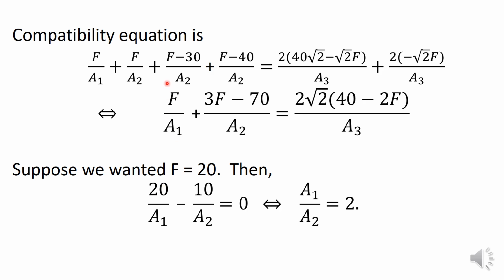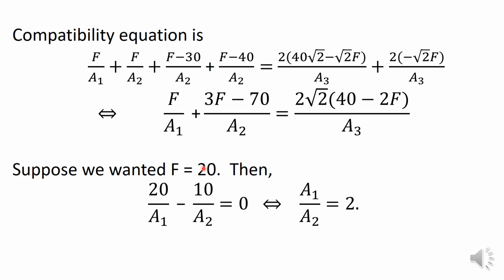You get F, which is 20 over A1, and then minus 10 over A2 equal to 0. And that gives you A1 over A2 equal to 2. So here the A1, which is the cross-sectional area of the top member, is twice the cross-sectional area of the other side members. So this is what we want to get. We want a heavier cross-sectional area at the top, and it occurs when the forces are approximately the same as we had before, with F equal to 20.